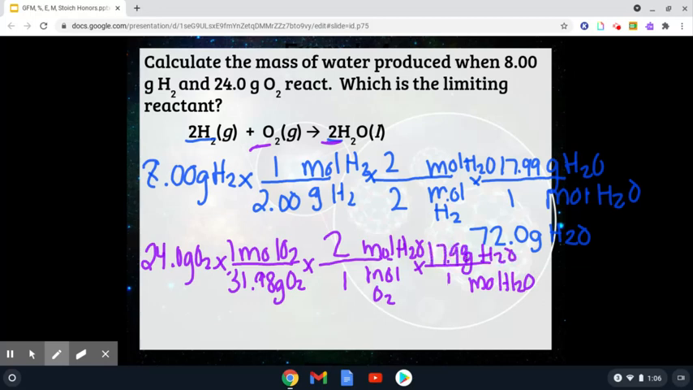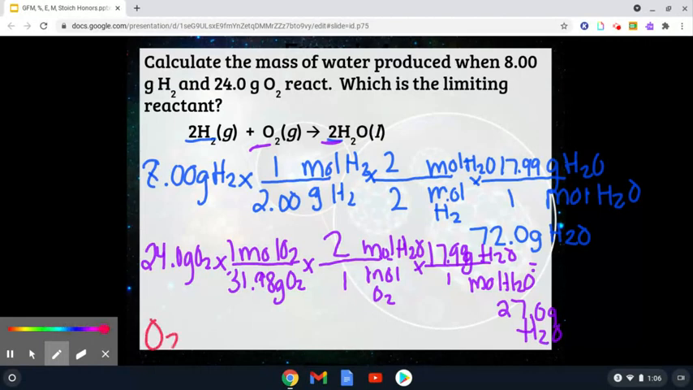17.99 per 1 mole. So we'll do 24 times 1 times 2 times 17.99, enter, divided by the 31.98, and we get 27.0 grams of water. So with 8 grams of hydrogen and 24 grams of oxygen, the oxygen is going to run out first by making only 27 grams of water. So in this case, oxygen is the limiting reactant.